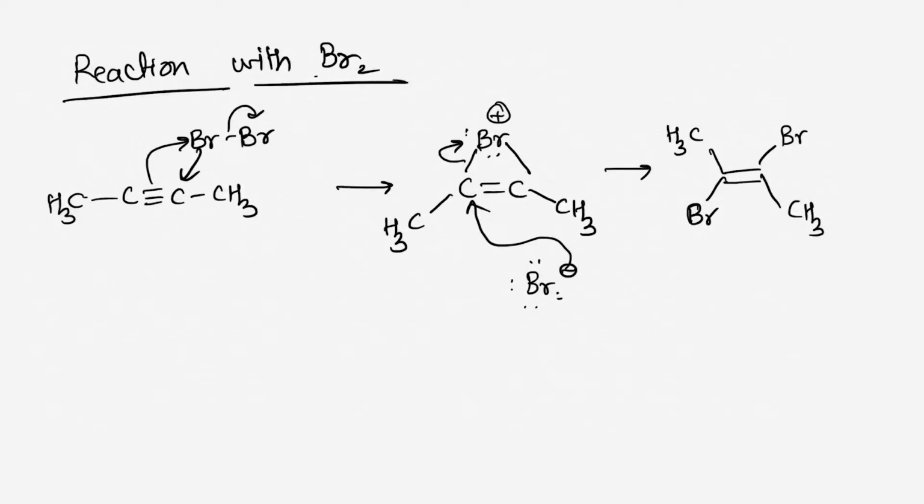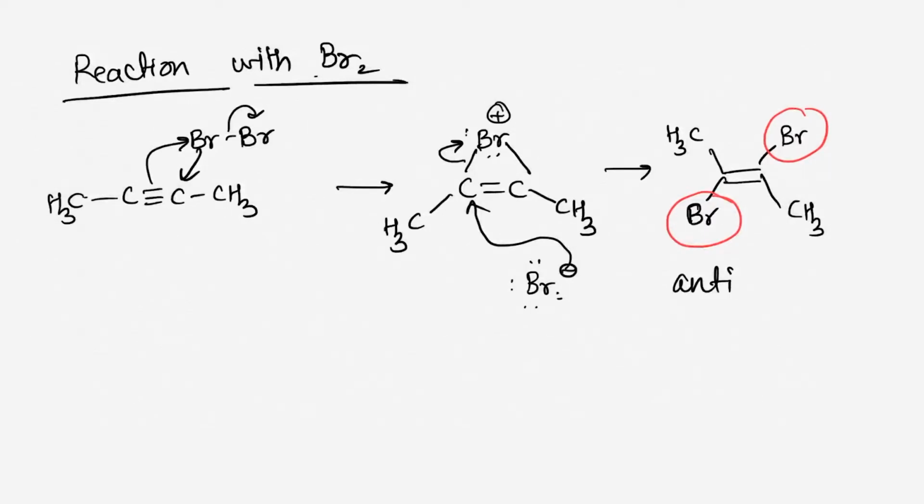Because as the bromide attacks the carbon, it has to break the bromonium ion and form that particular alkene. Now, if we see this alkene, we know that the 2 bromines are across the double bond, they are anti to each other, and thus the reaction of 1 mole of Br2 across an alkyne is a stereoselective reaction. It results in the formation of an anti-product.